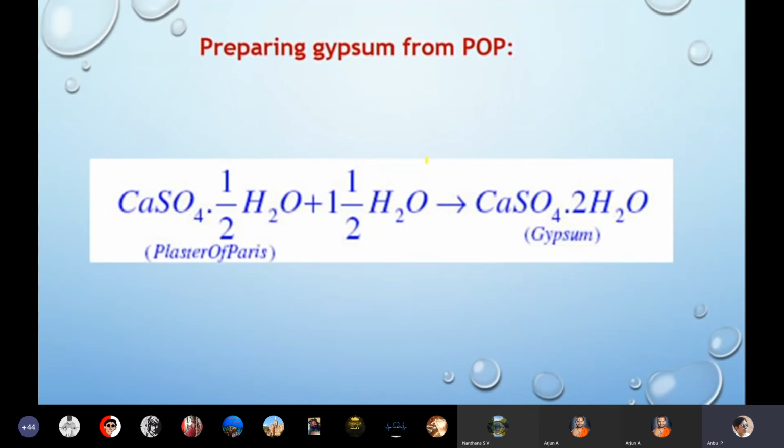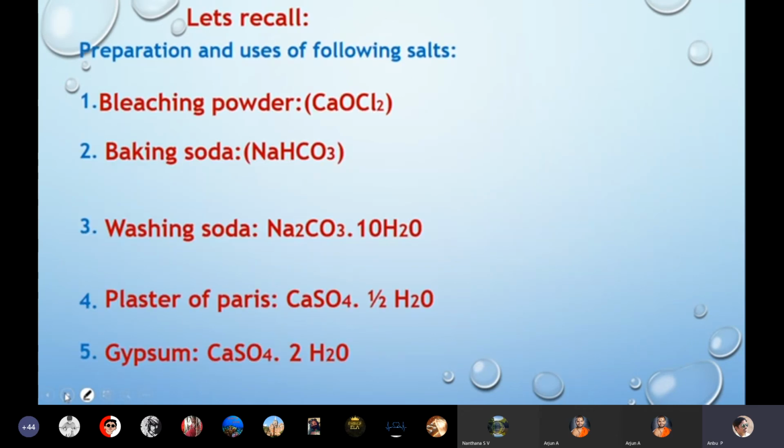So you people learn these 5 equations with the uses. I assure you that at least one of these questions will be asked in your board exams. So this is the most important part of the second lesson. With that, we are completing our lesson on acids, bases, and salts. Let us recall what you have learned today. Today we just learned how to synthesize these 5 kinds of chemical salts.